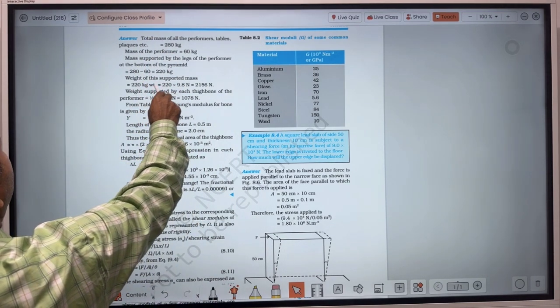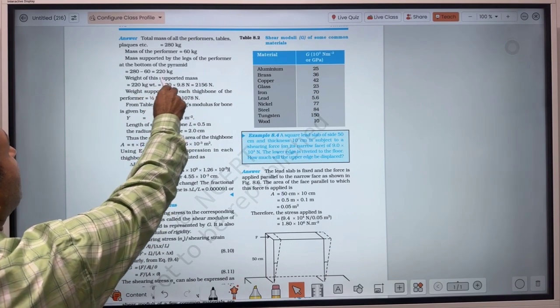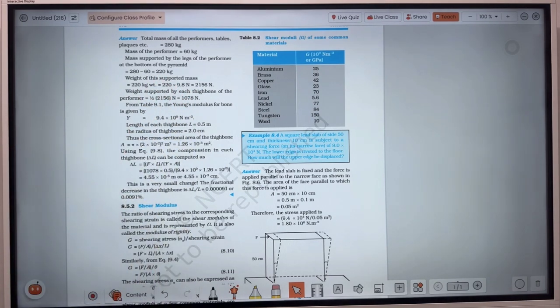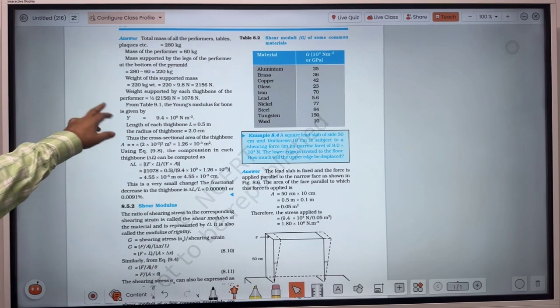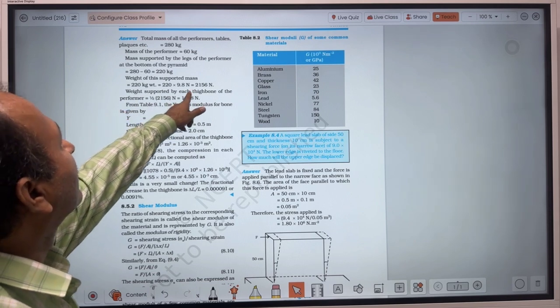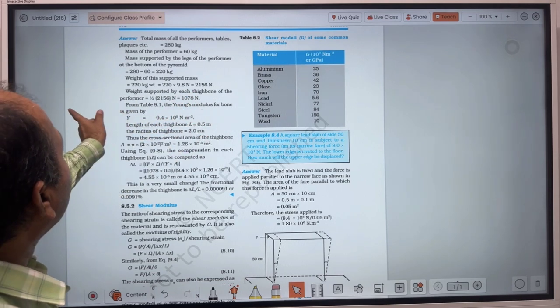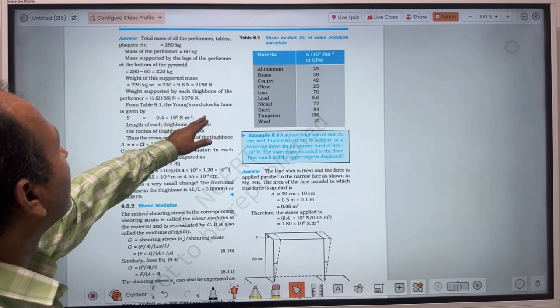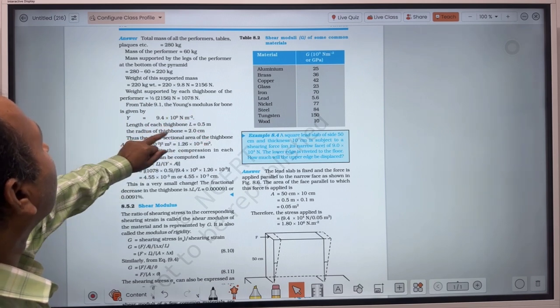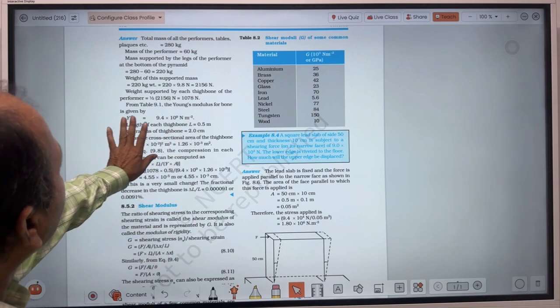Now the weight of this supported mass, so just convert it into weight, which means you have to multiply by 9.8, so you will get 2156 Newton. The weight supported by each thigh bone, there are 2 thigh bones, so half of this, so that is 1078 Newton. Now we have to check in the table. So Young modulus for bone is 9.4 into 10 power 9 Newton per meter square.